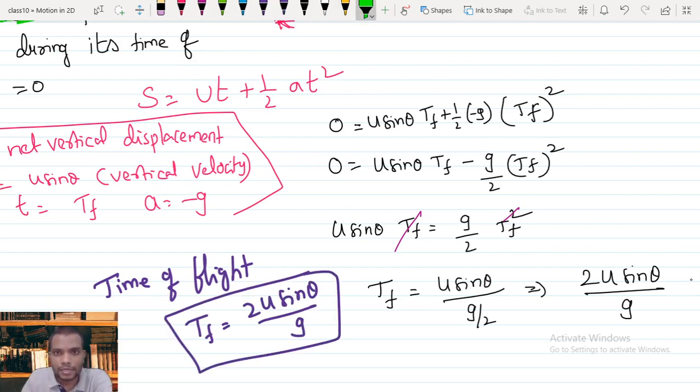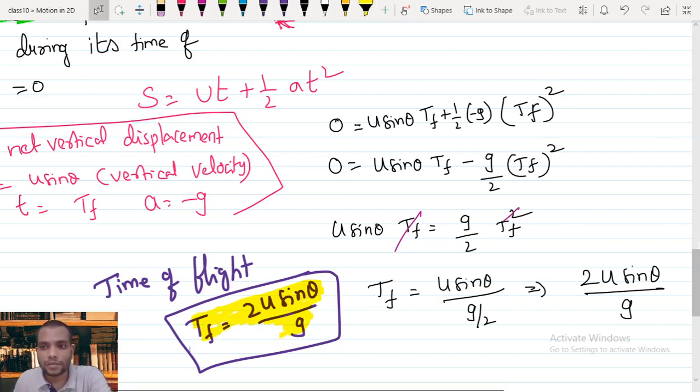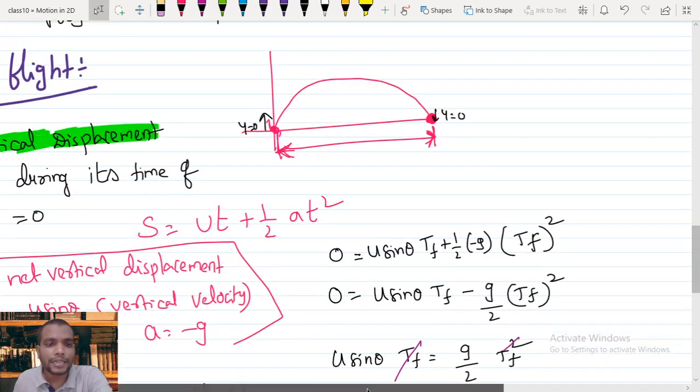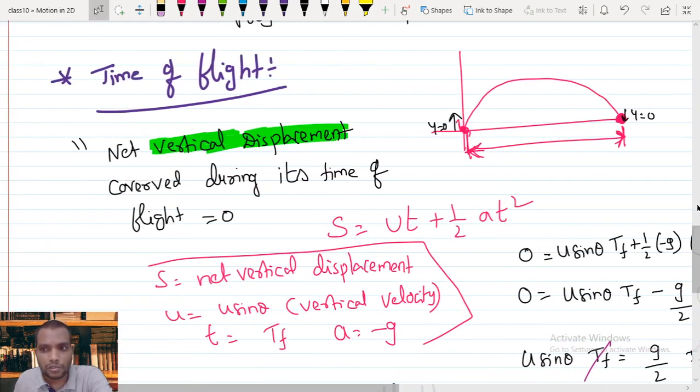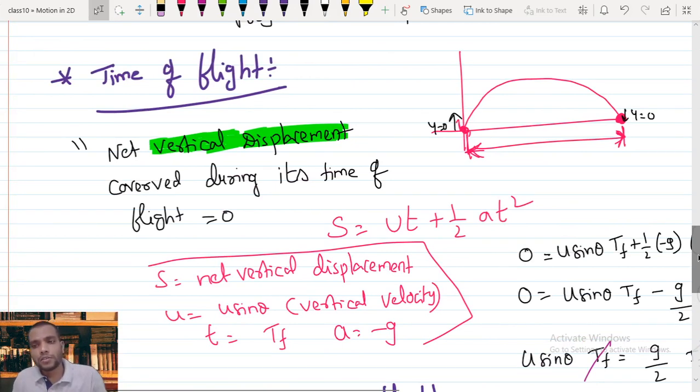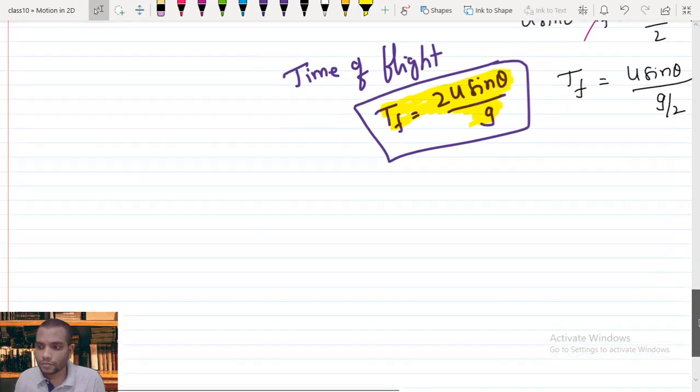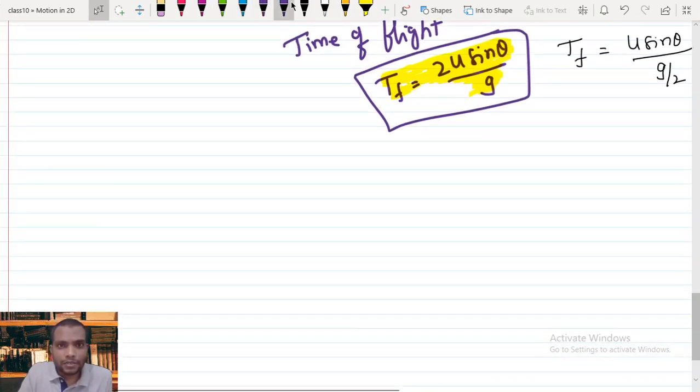Now the time of flight depends on u, the initial velocity, and theta. Here theta is the changing factor, and it is inversely proportional to acceleration due to gravity. So this is the expression for time of flight. The key point you need to remember is that the vertical displacement of the projectile is equal to 0, so that we use to find the time of flight. And the next thing I need to figure out is the maximum height.